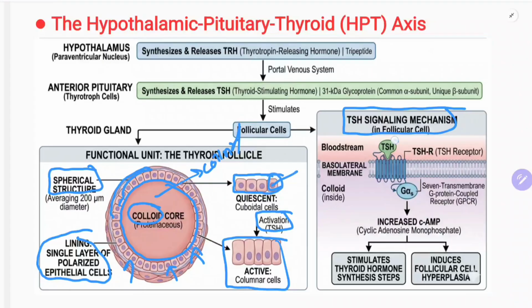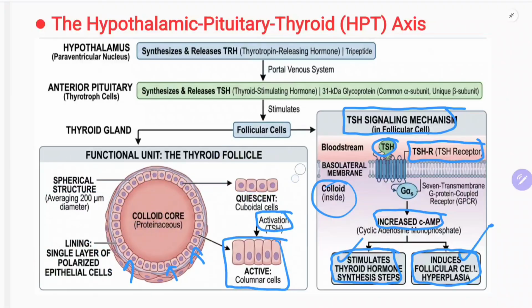So the TSH will attach to the TSH receptor, TSHR. And this is the colloid inside. That will cause increased cyclic AMP production, stimulate the thyroid hormone synthesis steps, and induce follicular cell hyperplasia. What is hyperplasia? An increase in the number of cells is known as hyperplasia. What is hypertrophy? An increase in the size of the tissue is known as hypertrophy. So there is follicular hyperplasia and increased synthesis of T3 and T4. So that is the physiology.